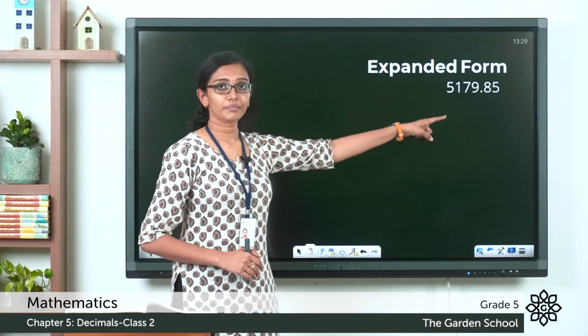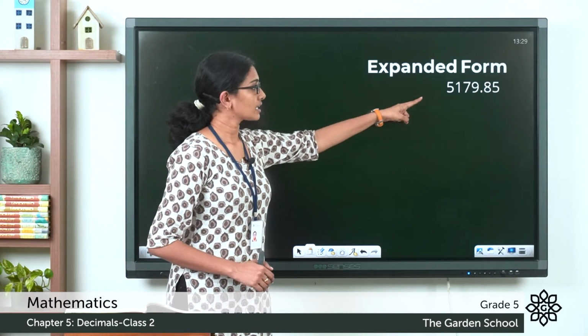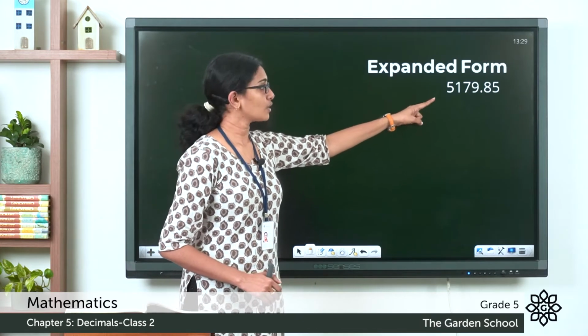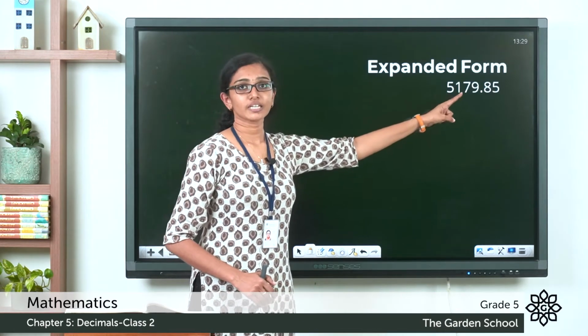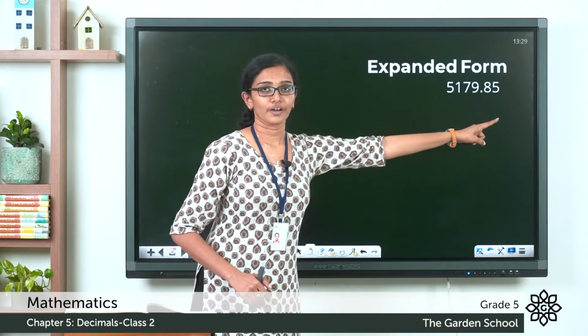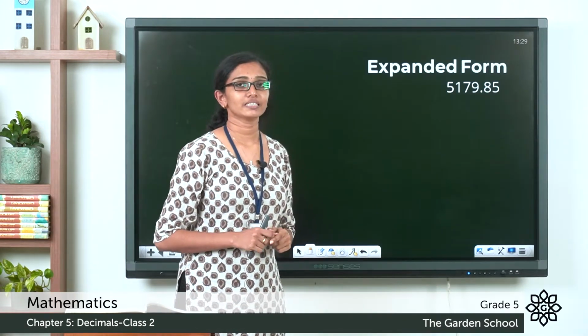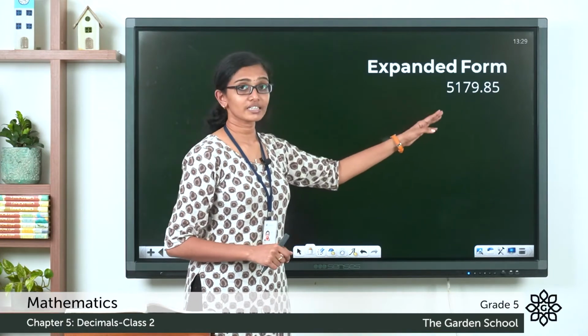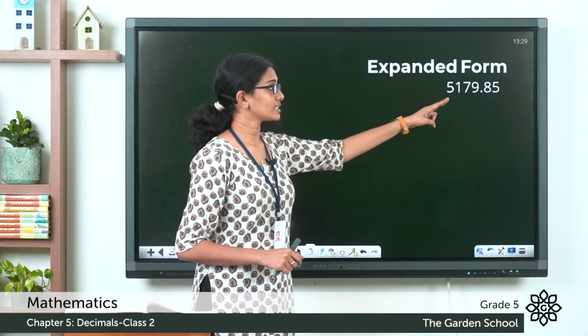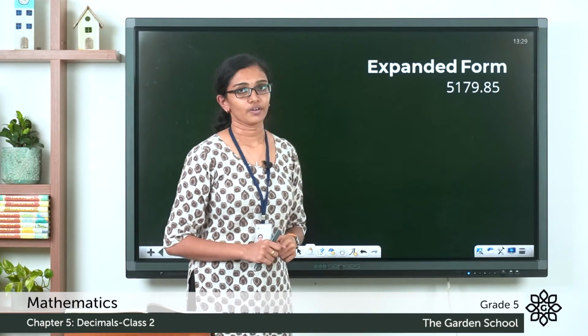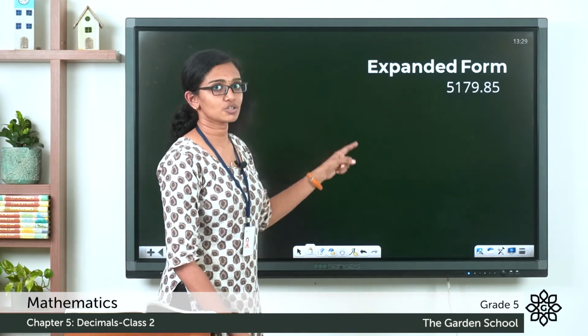Now consider this number here. How do you read this number? What is the number name? It is read as 5179.85. Remember, after a decimal point, we always read the digits separately. So how do you read this? 5179.85.